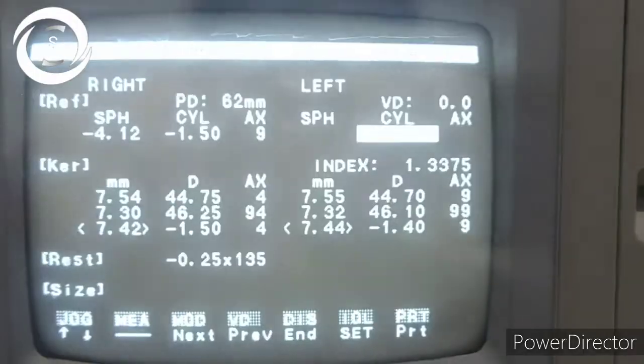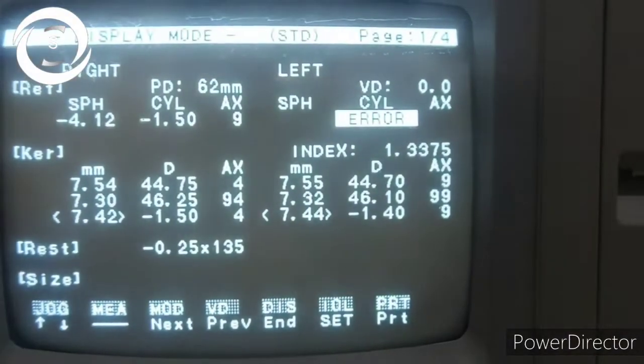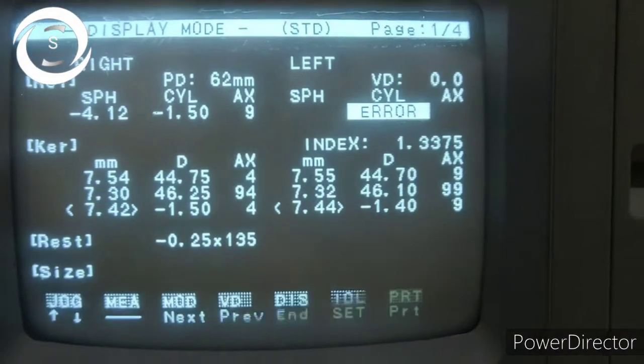So we are planning to operate her left eye, but K readings are quite normal, 44 and 46. But when I calculated her axial length, it was 26 millimeter, so it was quite a long eyeball, and her IOL number came out to be 11.50 diopter sphere. Now that's not a normal IOL power.